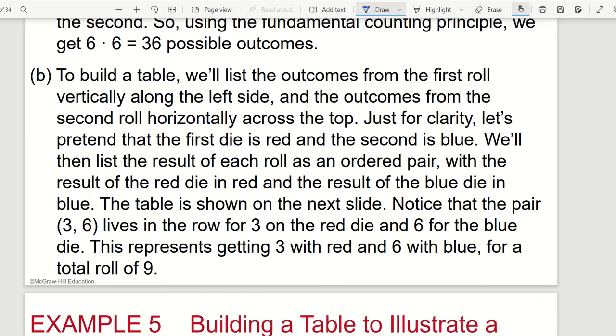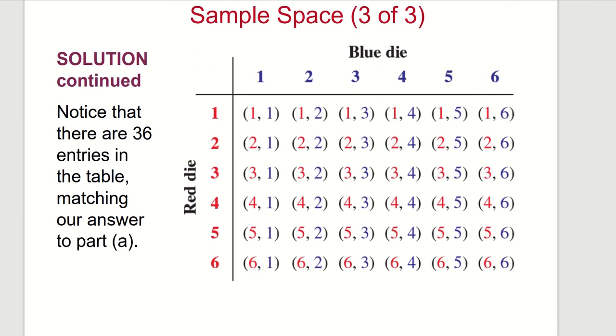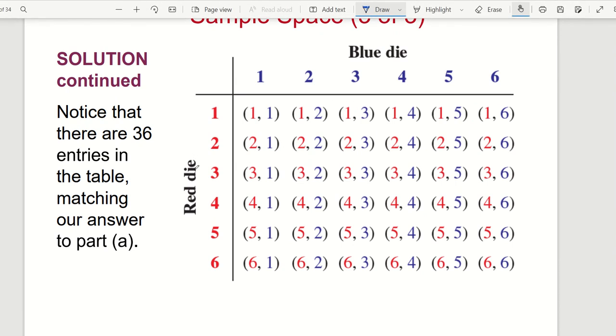If we want to, we can build a table to illustrate this. Let's suppose, just to be able to distinguish them, that the one die is a red die and the second die is a blue die. Again, the red die could show any of the numbers 1 through 6, while simultaneously the blue die could show anything from 1 through 6 as well. And if you look at it, we do get a total of 36 possible outcomes in this sample space.